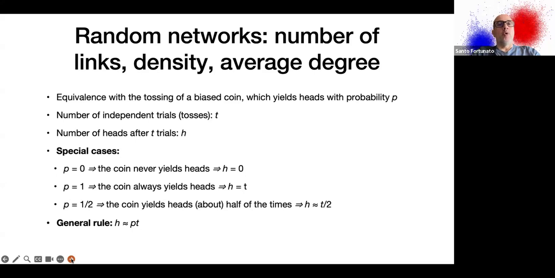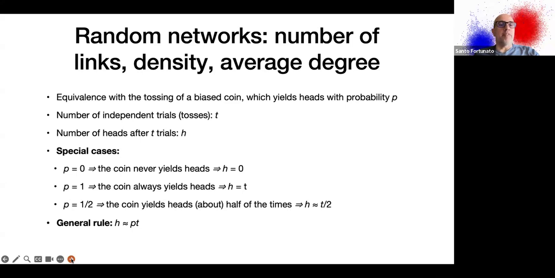Now, if you toss the coin t times, these are called independent trials, because every time, the process is independent from the previous tosses. Nothing that happens before is going to affect the outcome of the next toss. And the same thing for the future tosses. The number of heads after t trials, I call h. I try to use this analogy because hopefully it's going to make clear why we're going to get the formulas that you're going to see about the average degree, about the density, and also about the distribution of degree of the network generated by the random network model by Gilbert.